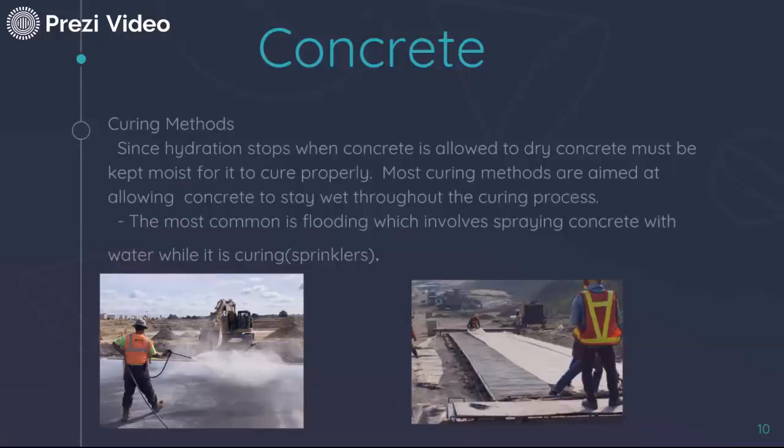Curing methods. Now we're going to talk about curing methods. Since hydration stops when concrete is allowed to dry, it must be kept moist to cure properly. So when you have concrete, after you've just formed it up and everything's down, you want to make sure that you're constantly spraying to keep it moist. Most commonly it is flooding, which involves spraying concrete with water while it's curing.